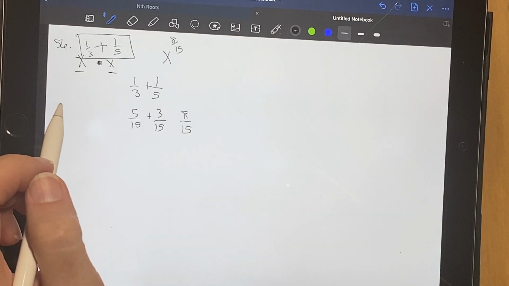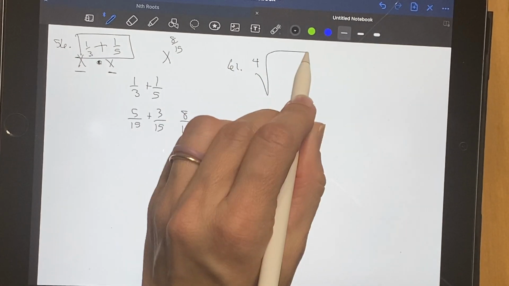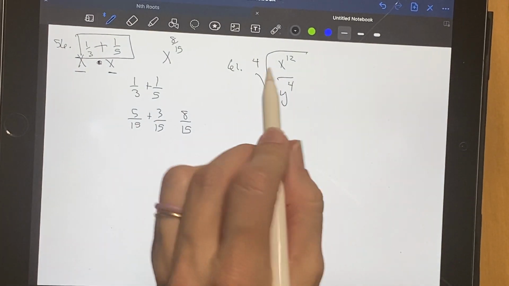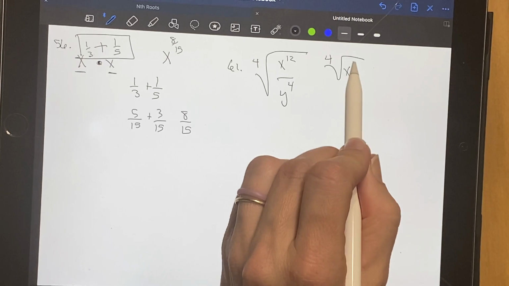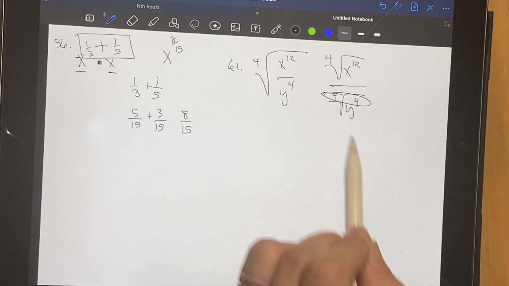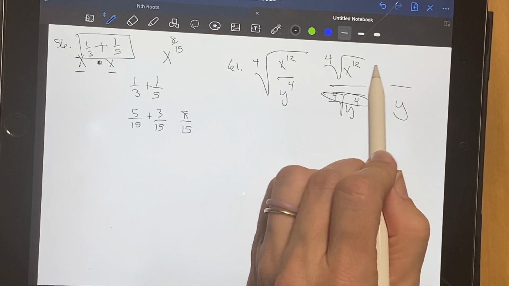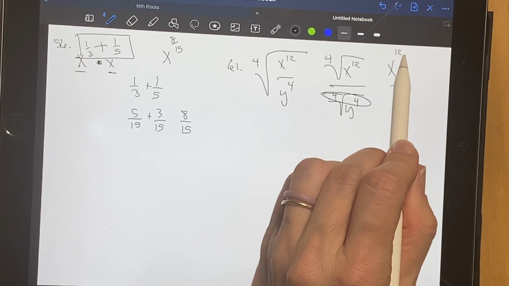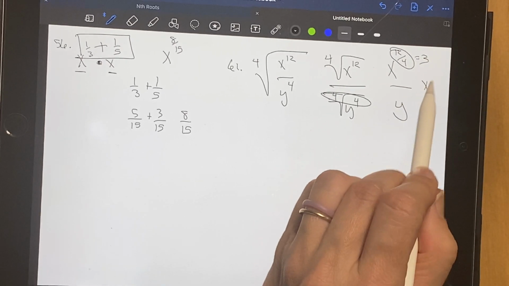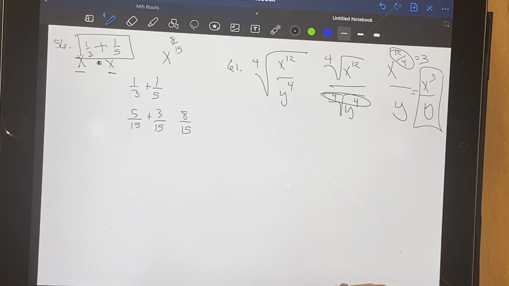All right. Let's look at number 61. We have the 4th root of x to the 12 over y to the 4th. Remember, we can separate these out. So the 4th root of x to the 12 and the 4th root of y to the 4th. Well, these match. I need 4, I have 4, so I simply have y on the bottom. Now on the top, if I wrote it as a fraction, I would say I have 12, I needed 4. 12 divided by 4 can reduce to 3. So I have x cubed over y is simply my answer there for number 61.